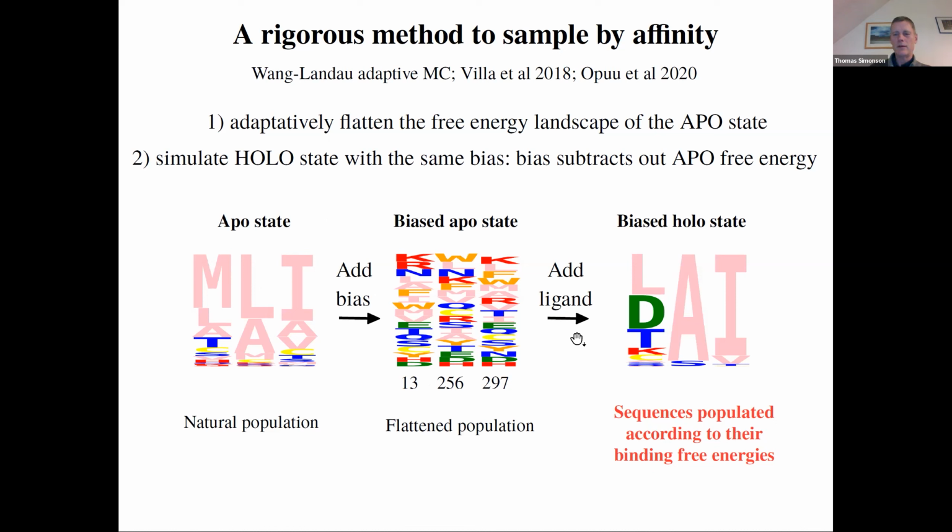And now we add the ligand to form the holo state. We keep our bias in the simulation. And now we get a logo where the sequences are populated, believe it or not, according to their binding free energies, which is really what you want. If we make a logo where the populations are weighted by the Boltzmann factor, the exponential of the binding free energy, this is the logo.